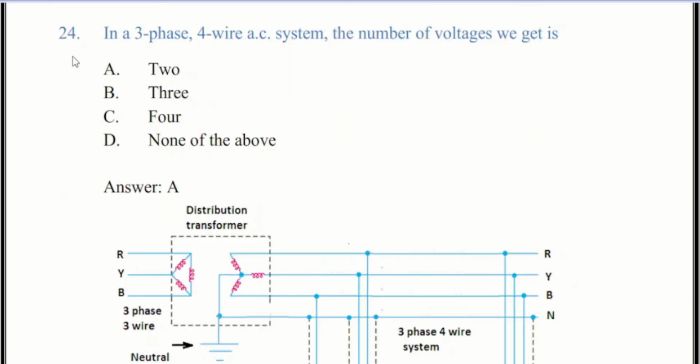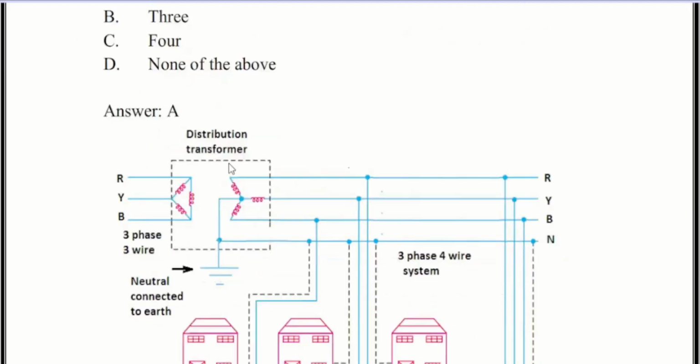Now we come to question number 24. In a three-phase 4-wire AC system, the number of voltages we get is. There are four options. The correct answer is A, 2 voltages.